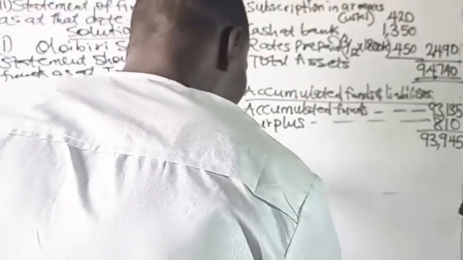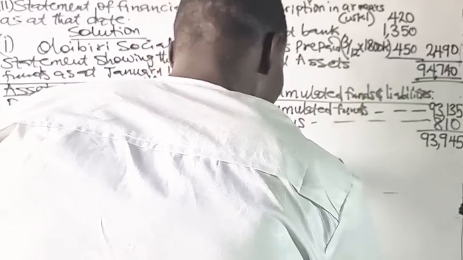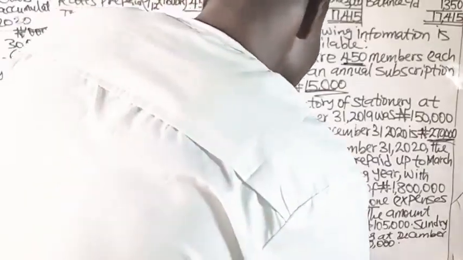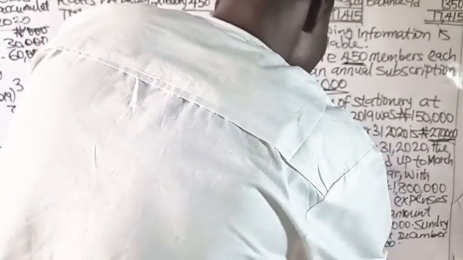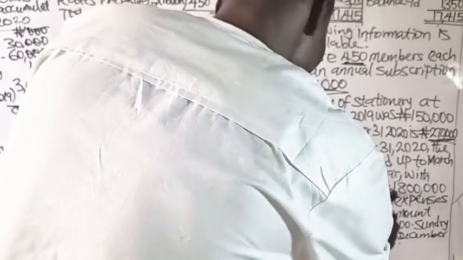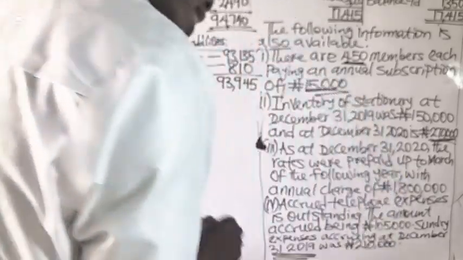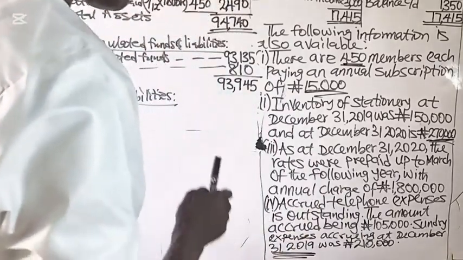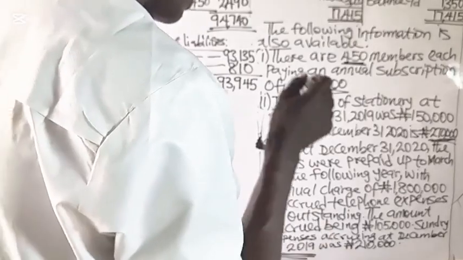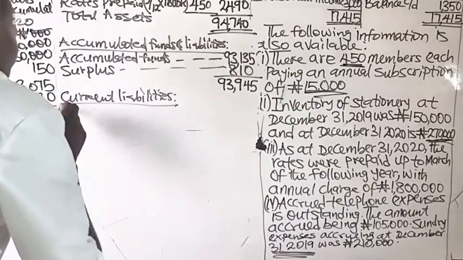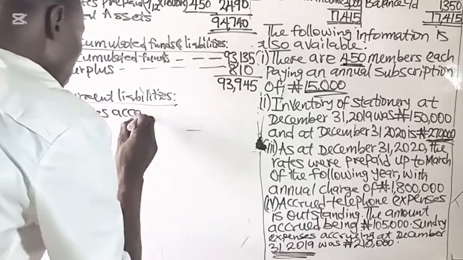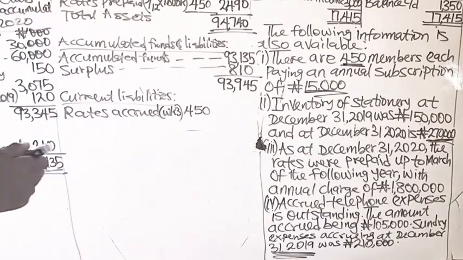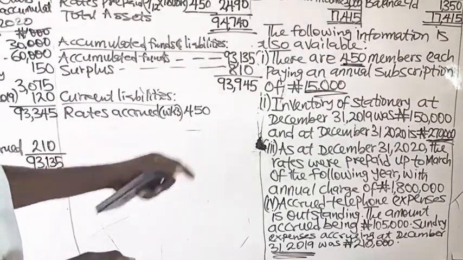After that, we have the current liabilities. From note 3, we said as at December 31st, 2020, the rates were prepaid up to March of the following year with annual charge of 1.8 million. Remember, in working 3, when we were preparing the income and expenditure account, we said rate of 450 was prepaid for 3 months. Then we also said we have outstanding rates accrued of 450. We got that from working 3, where rate was calculated. Go through the workings on rate, you will see the 450,000 there.